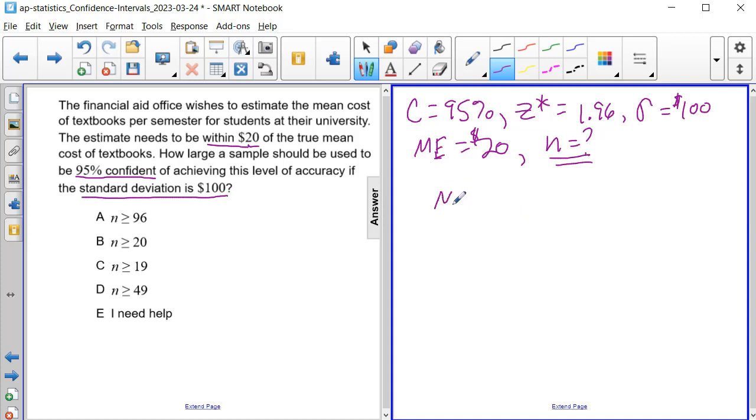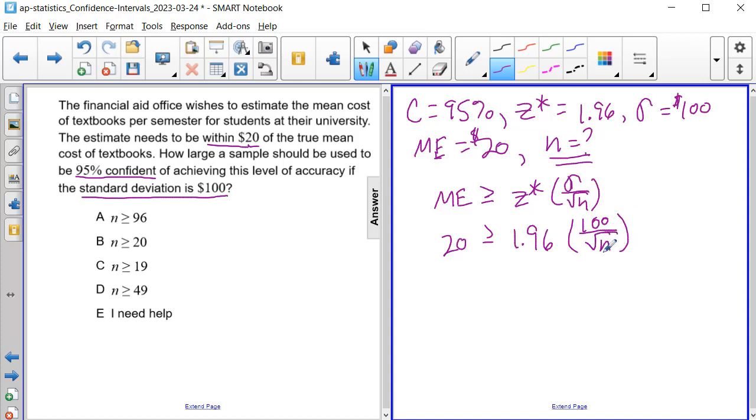We know that the margin of error must be greater than or equal to our critical value Z star times the standard deviation divided by the square root of n. So our $20 must be greater than or equal to 1.96 times 100 divided by the square root of n.